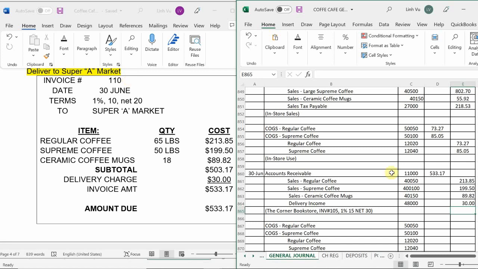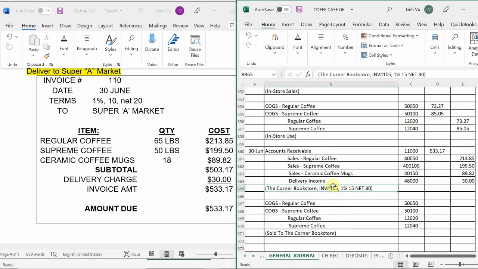$533.17. Right? Let's go ahead and make changes to the bottom section here. So this is Super A Market, invoice number 110, 1% discount if they paid in 10 days. If not, the whole thing is due in 20 days. Okay.